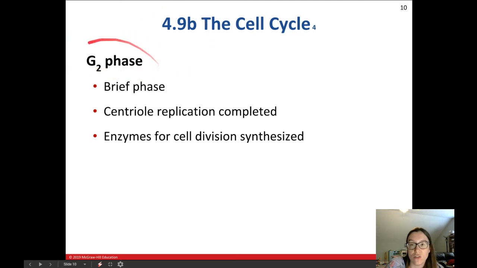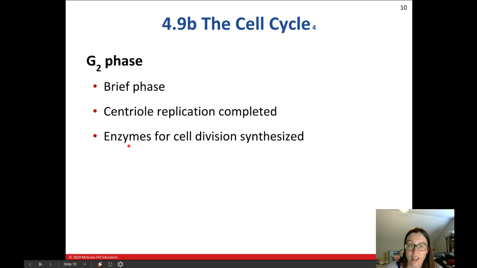Now, next we have the G2 phase, or the gap 2 phase. This one is a brief phase that happens after the S phase, but before the M phase. And it's where our centriole replication is completed. And then some of the enzymes we need for cell division are synthesized.